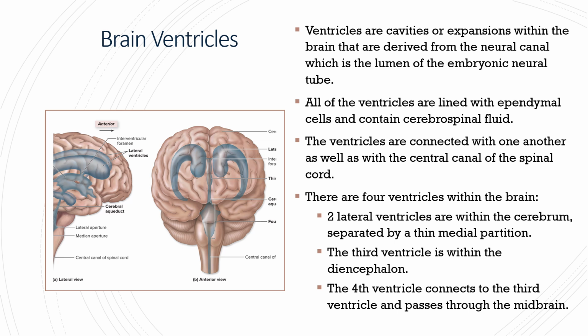There are lateral ventricles that are located within the cerebrum and separated by a thin medial partition. The third ventricle is located in the diencephalon. It is smaller and thinner compared to the lateral ventricles. It is connected to each lateral ventricle. The fourth ventricle passes through the midbrain and connects to the third ventricle.